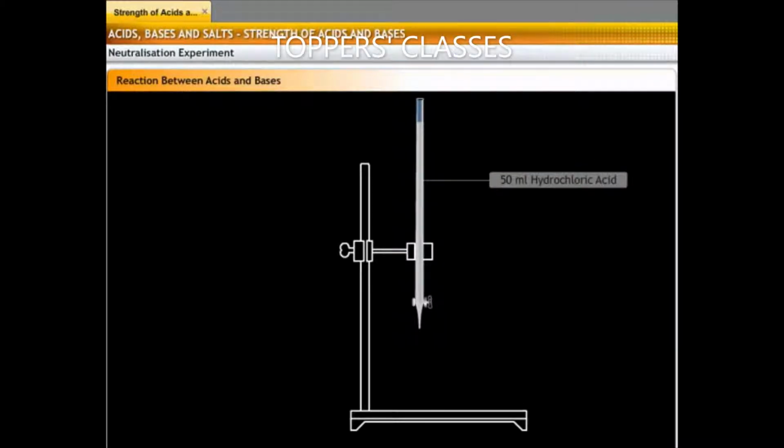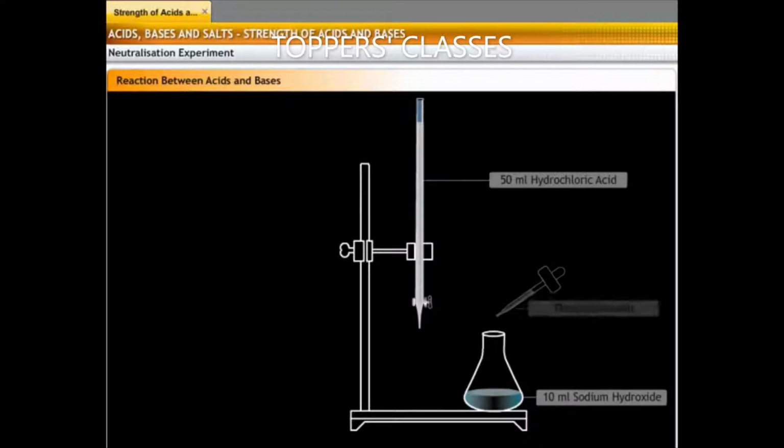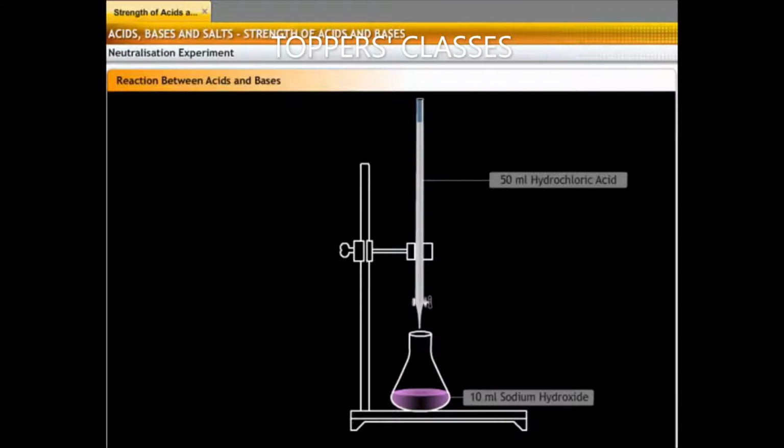Take 50 milliliter dilute hydrochloric acid in a burette and 10 milliliter of sodium hydroxide in a conical flask. Add a few drops of phenolphthalein to the sodium hydroxide solution. The sodium hydroxide solution turns pink. Now, place the conical flask below the burette.